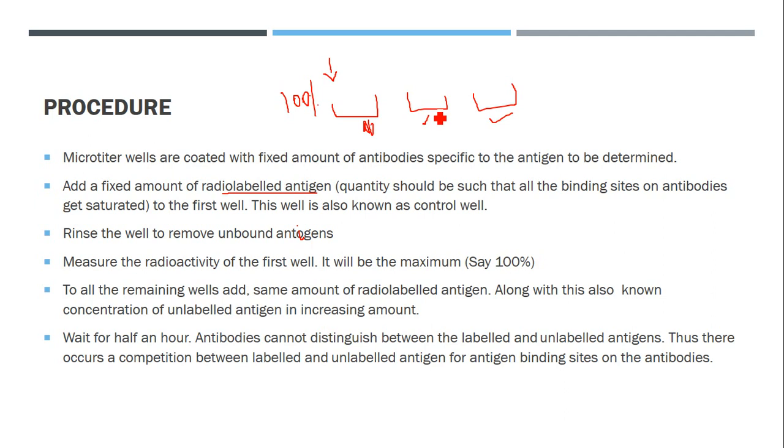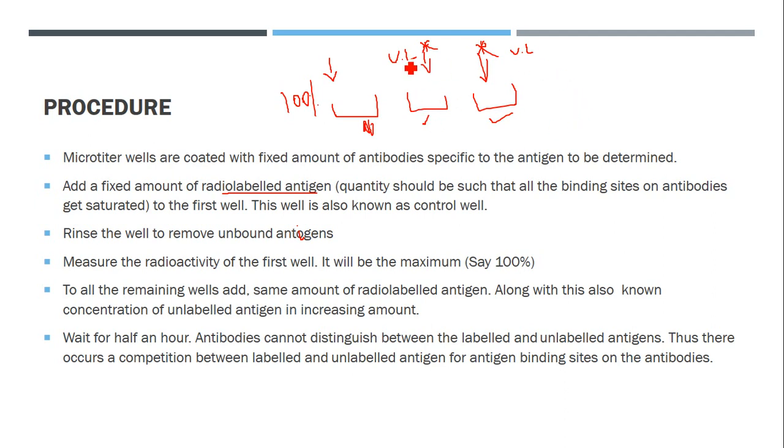Now to the other remaining wells, add the same amount of radiolabeled antigen. But along with this radiolabeled antigen, what you are going to add? You are going to add unlabeled antigen in increasing amounts. So well number 3 should contain a higher concentration of unlabeled standard antigen as compared to well number 2.